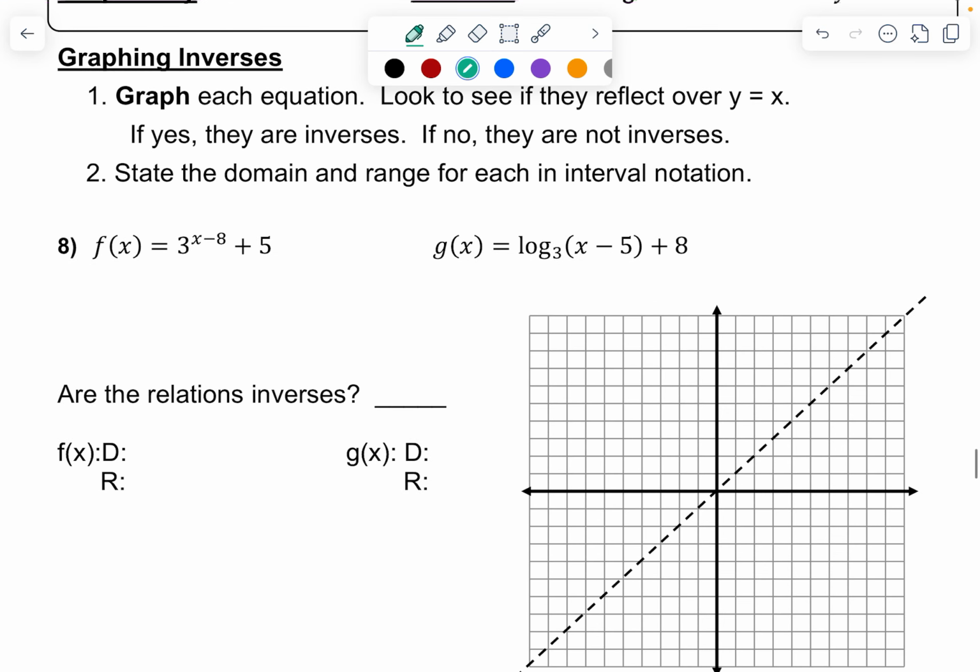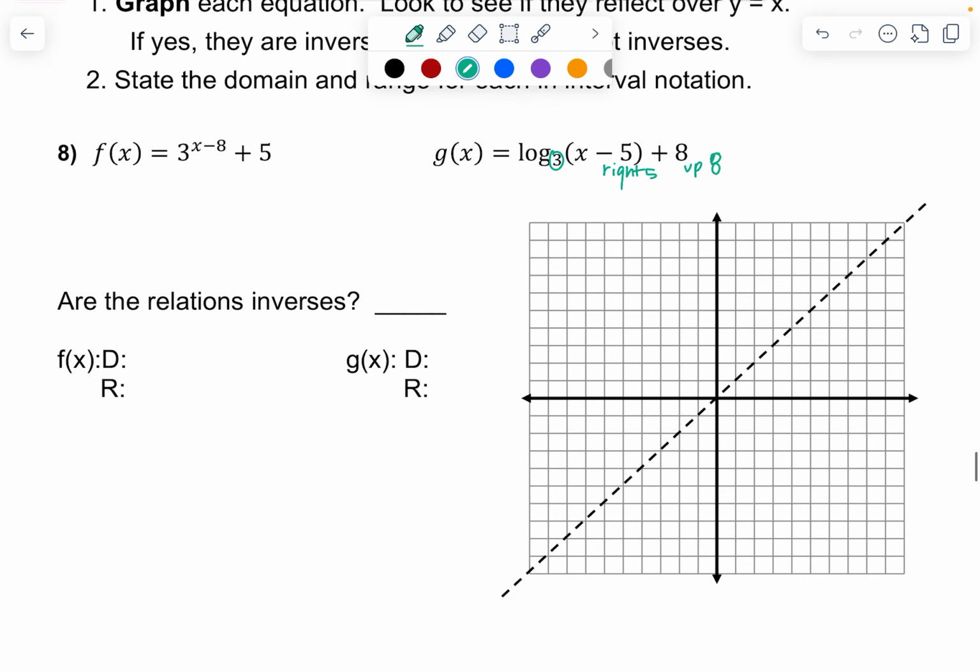So I'm going to start with graphing the log function since we just graphed those. And so this is log base 3, but he's been moved right 5, up 8. Okay, and so usually his vertical asymptote is at x equals 0. But if we move that right 5, that is now going to be right 5: 1, 2, 3, 4, 5. So there's our new vertical asymptote.